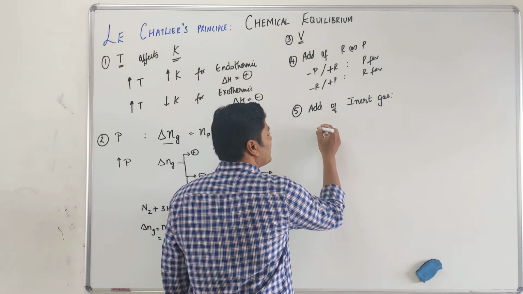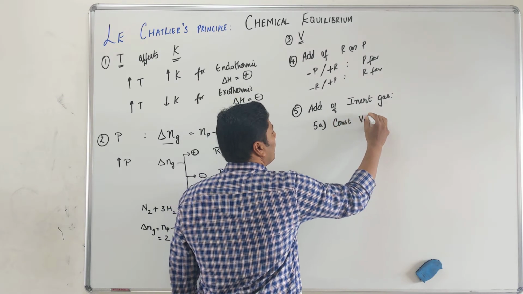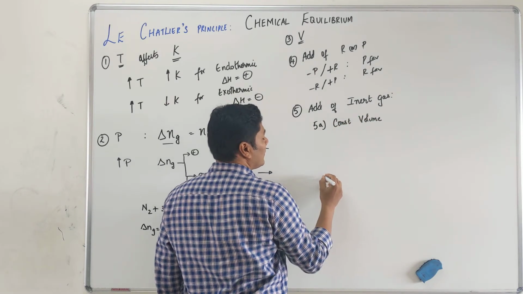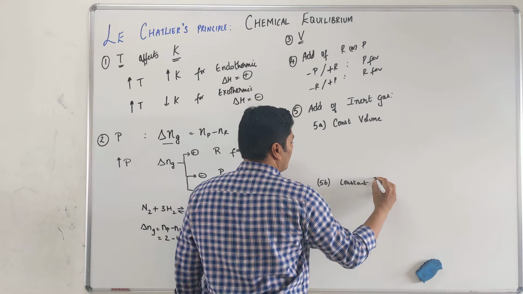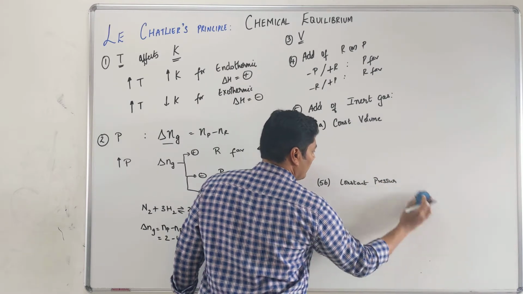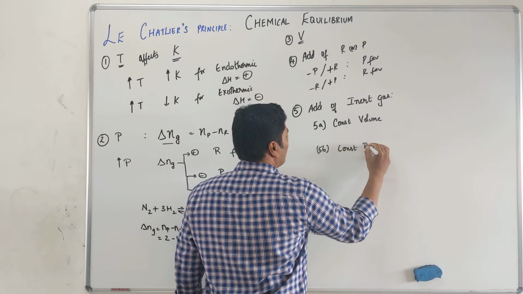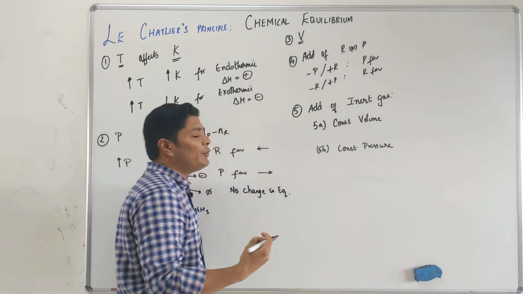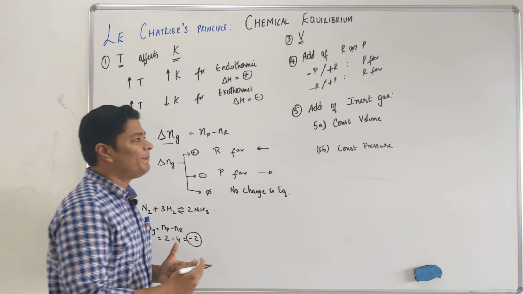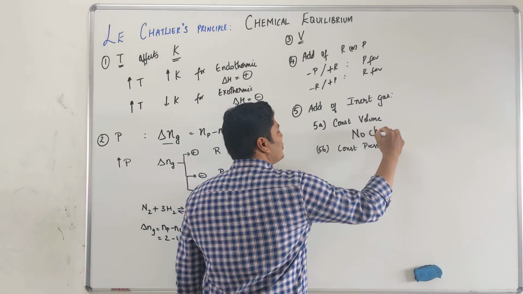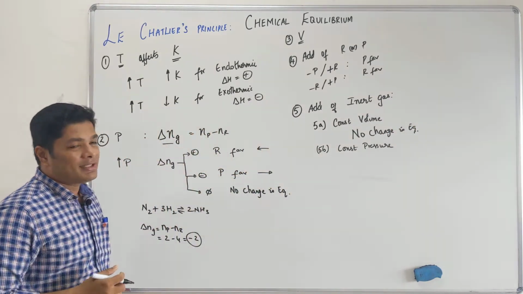This can be done under two different conditions: case A, constant volume, and case B, constant pressure. So they will give you addition of inert gas at constant volume or constant pressure. Addition of inert gas at constant volume is very, very simple. No change in equilibrium. Constant volume doesn't really do anything.